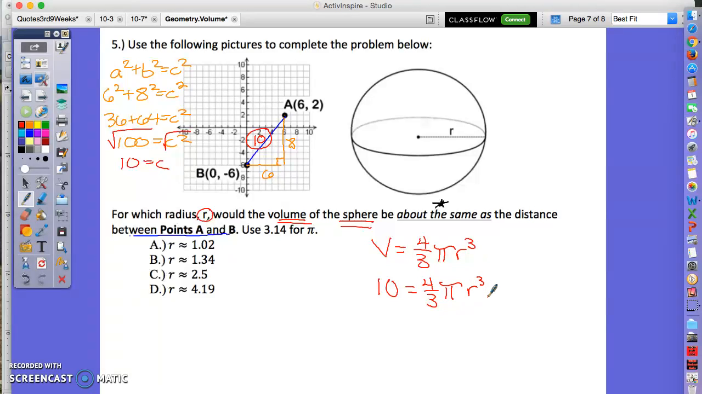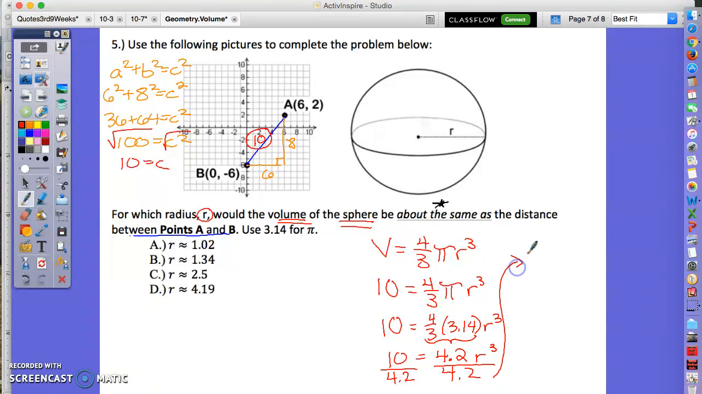Isolate r. You can use your calculator here, and it says use 3.14 for pi, so I'm going to put that in. I would multiply this on my calculator and get 10 equals about 4.2 r cubed. Now I can divide by 4.2. And I know that 2.4 is equal to r cubed.